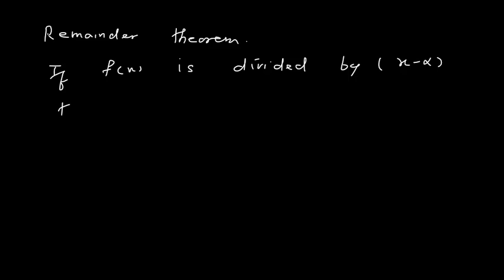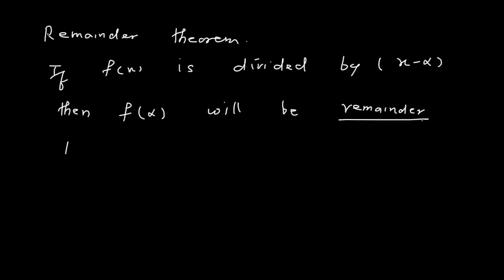Now if f(x) is divided by, say, x minus alpha, then f of alpha will be the remainder. Have you understood? When f(x) is divided by x minus alpha, f of alpha will be the remainder. So let us understand this with the help of division algorithm.